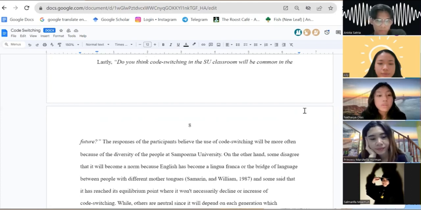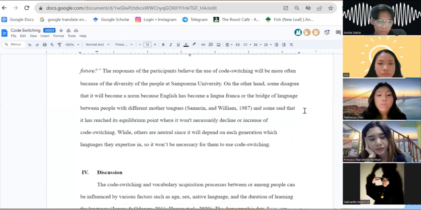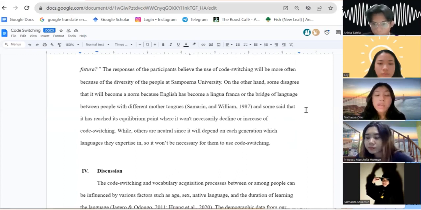And then the response claimed that they believe the use of code switching will be more frequent because of the diversity of the people at Sampoerna University, while some people disagree that code switching will become a normal practice or a norm because they believe that English serves as a common language between people from different language backgrounds, and it can also act as a bridge for communication. And it is also supported by the argument from Samuel and William in 1987.